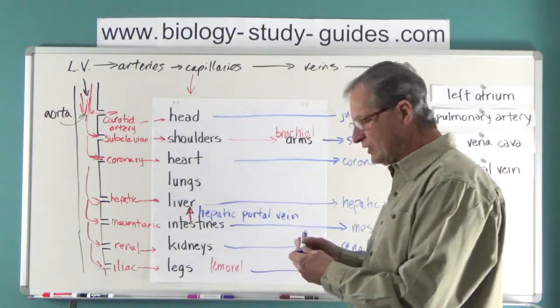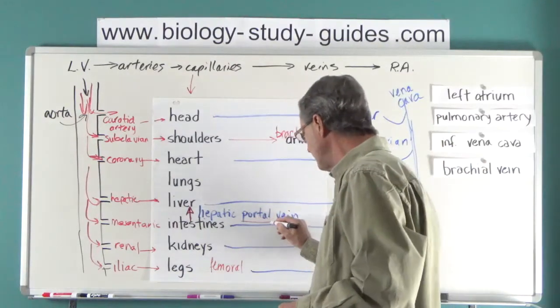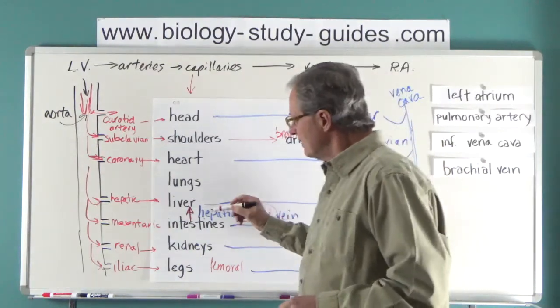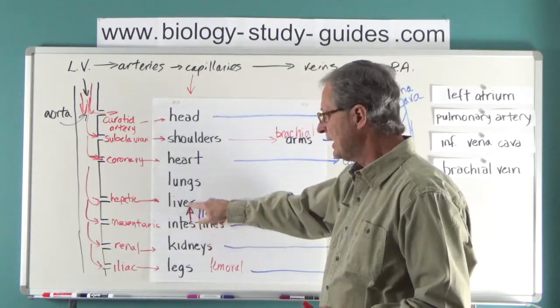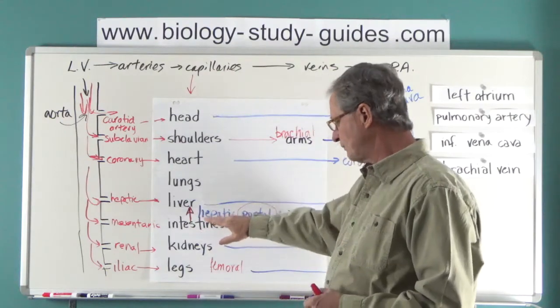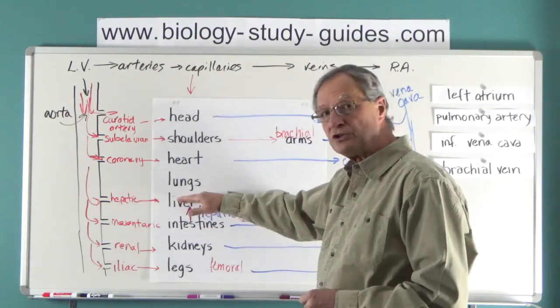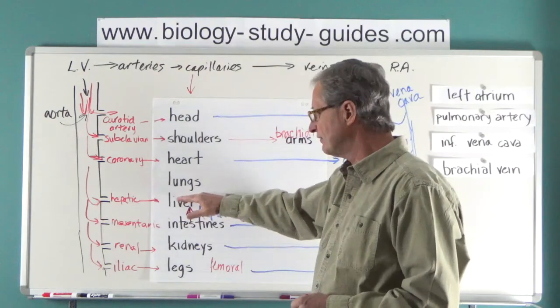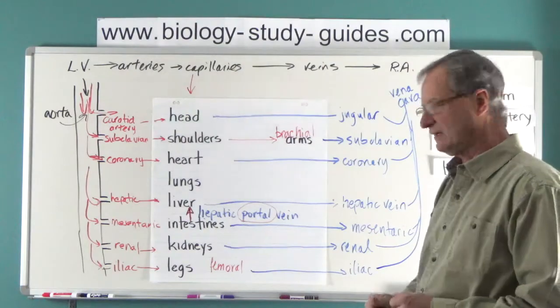Portal veins are unique in the body. There's only two of them that I'm aware of. A portal vein is unique because it has a capillary bed where it starts, and it has a capillary bed on the other end. So what it does really is it picks up nutrients and delivers at least the glucose portions of the nutrients to the liver before it'll take the rest of the nutrients back to the hepatic vein.